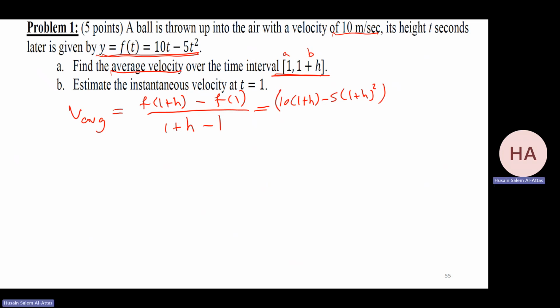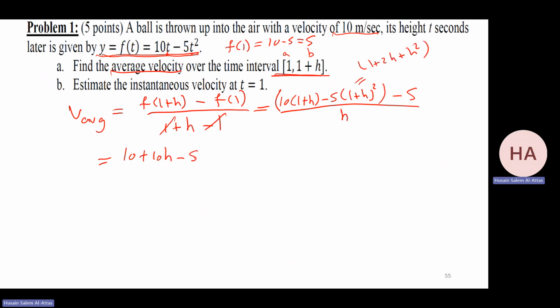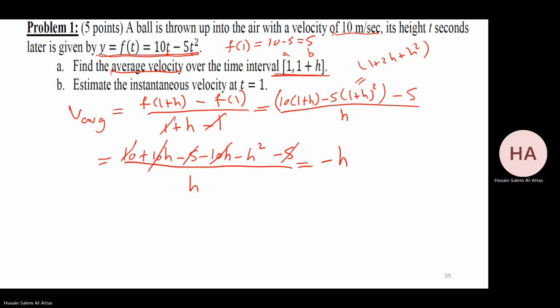Okay. I just plug 1 plus h here and there. F of 1, I think I can find, is what? 10 minus 5, which is 5, minus 5 over h. Do the calculation. That will be 10 plus 10h. This is square: 1 plus 2h plus h squared. Don't forget multiplying by minus 5: minus 5, minus 10h, minus h squared, minus 5 for h. Cancelled, cancelled. I'm getting what? Minus h.